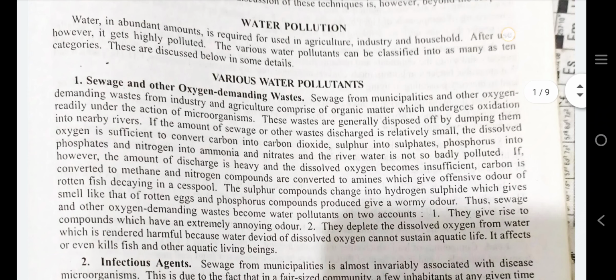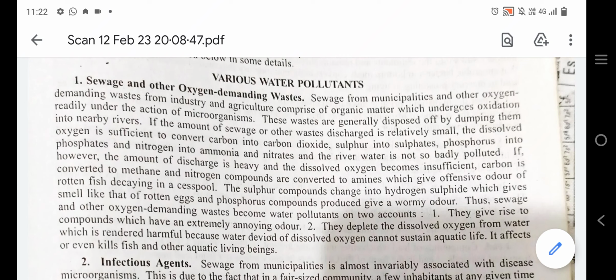The dissolved oxygen is sufficient to convert carbon into carbon dioxide, sulfur into sulfates, phosphorus into phosphates, and nitrogen into ammonia and nitrates, and the river water is not so badly polluted. If, however, the amount of discharge is heavy and the dissolved oxygen becomes insufficient, carbon is converted to methane and nitrogen compounds are converted to amines, which give the offensive odor of rotten fish decaying in a cesspool.